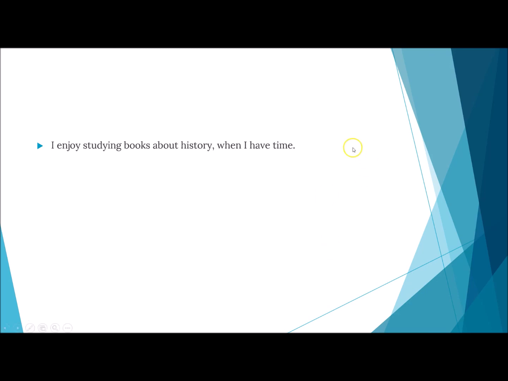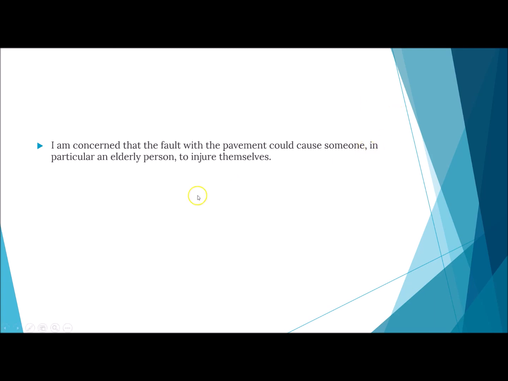So unfortunately, this one is not correct. It uses when to start the subordinate clause, but because it's at the end of the sentence, we should not have this comma here. If we took the comma out, then the sentence would be fine. Our next sentence. I'm concerned that the fault with the pavement could cause someone, in particular an elderly person, to injure themselves. Okay, and this one is absolutely fine. We've got the part in the pair of commas with subordinate clause there. We could take that away and the sentence would read fine without it.